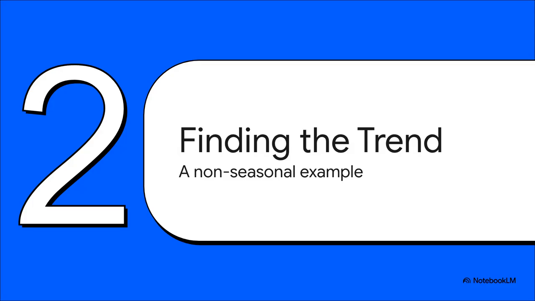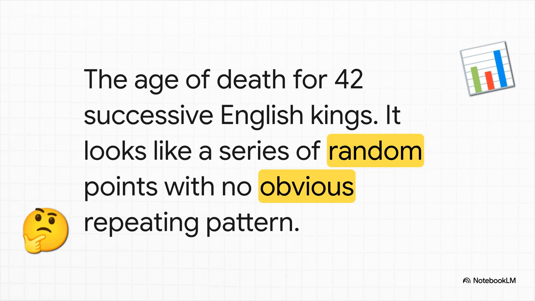The best way to get a feel for this is to start with a simpler case, data that doesn't have that repeating seasonal beat. This way, we can just focus on separating that long-term melody, the trend, from all the random noise. Okay, so let's look at a classic, kind of fascinating dataset. The age at which 42 English kings died, one after the other. If you just plot it out, it looks totally random, right? Just a bunch of dots all over the place. But the question is, is there a long-term story, a trend, hiding in there somewhere?